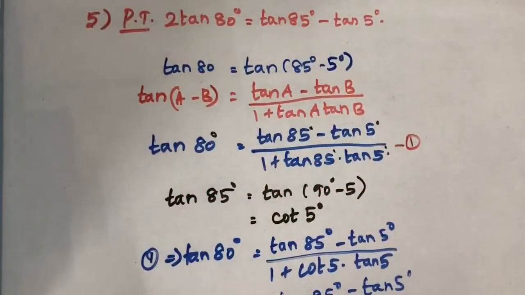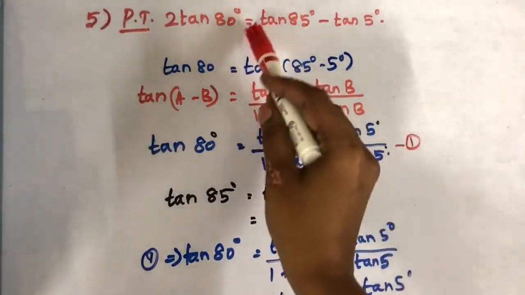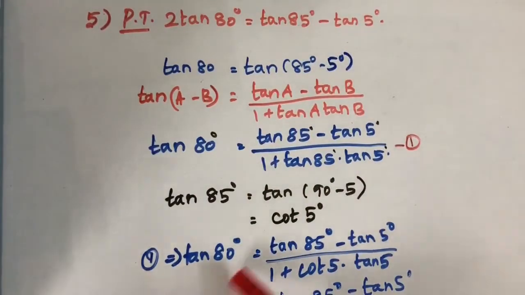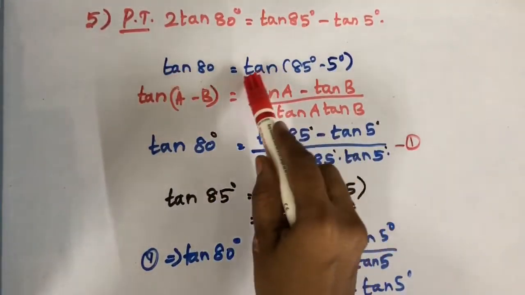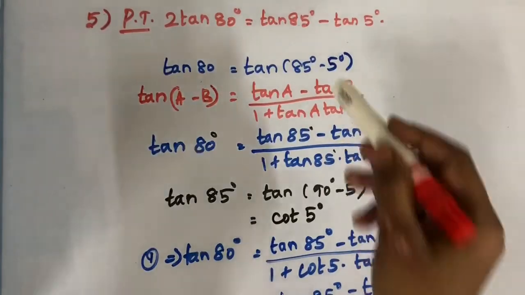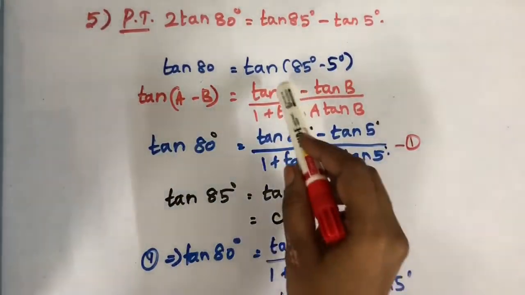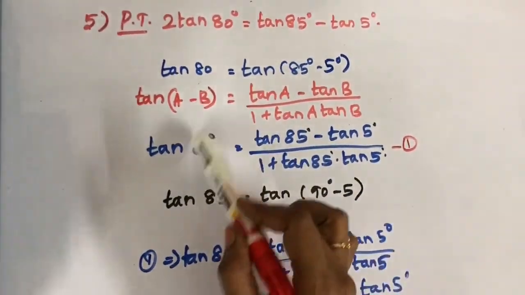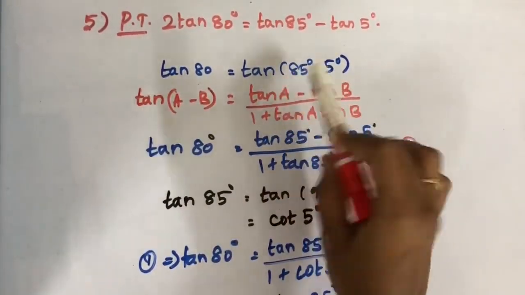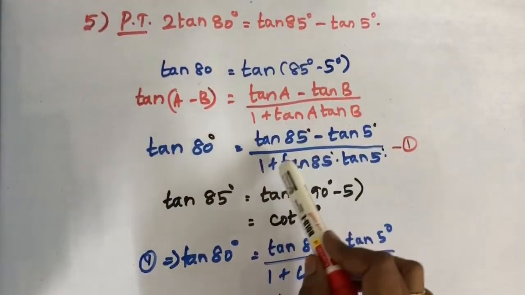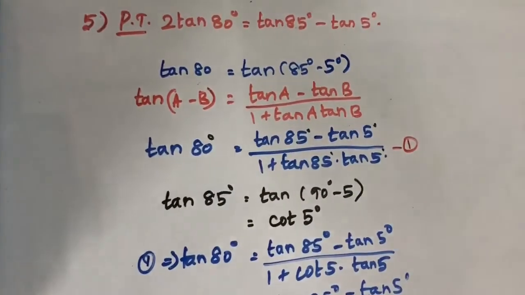Fifth problem. 2 tan 80 degree is equal to tan 85 degree minus tan 5 degree. We have to prove. So, first I take tan 80, I write tan 80 as tan 85 minus 5. We have written 85 minus 5. Okay. So tan A minus B formula, tan A minus tan B divided by 1 plus tan A into tan B. So tan 80 is equal to, this is tan A minus B, so tan 85 minus tan 5 divided by 1 plus tan 85 into tan 5.